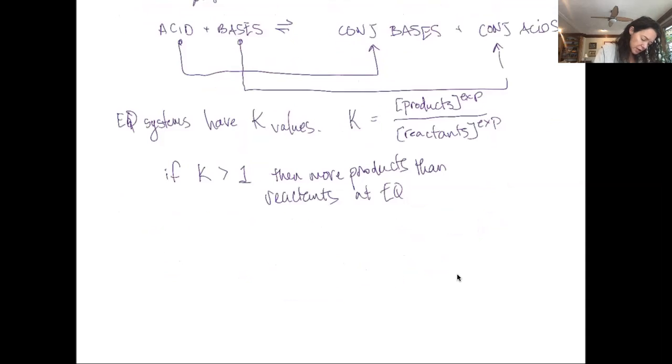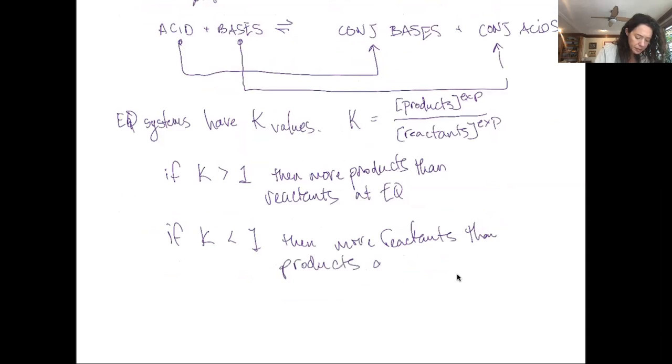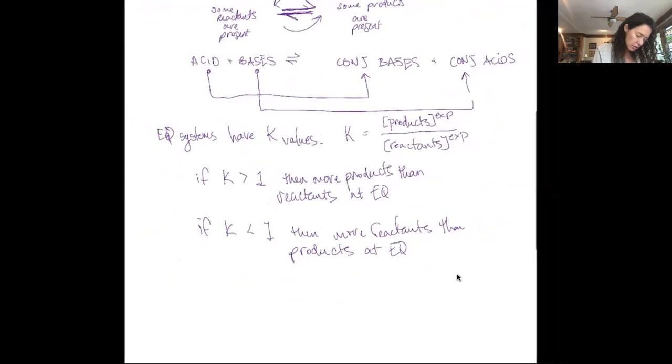Okay, if K is less than 1, then more reactants than products at equilibrium. And then you could infer that if K is pretty much equal to 1, about the same amounts, right? Okay. So this is important, right?